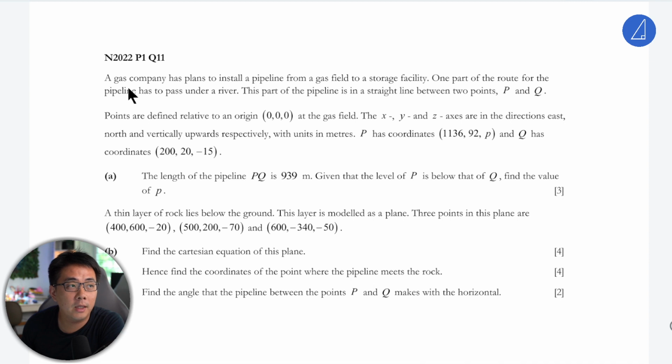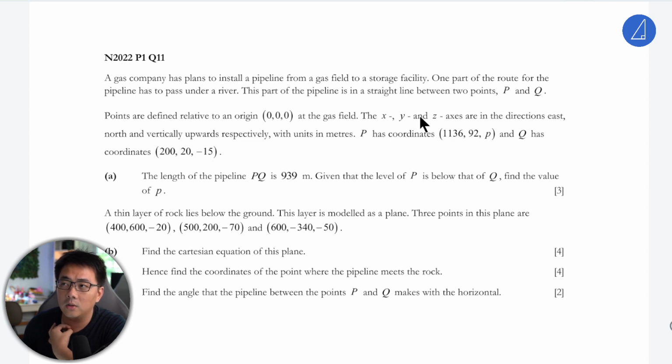A gas company has plans to install a pipeline from a gas field to a storage facility. One part of the route for the pipeline has to pass under the river. This part of the pipeline is in a straight line between two points P and Q. Points are defined relative to origin 0, 0, 0 at the gas field. X, Y are the east and north directions, and Z is vertically upwards respectively.